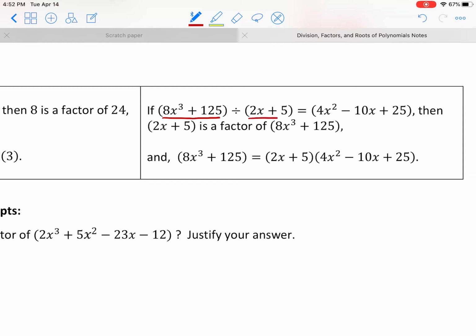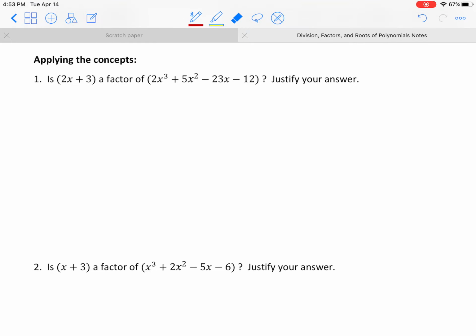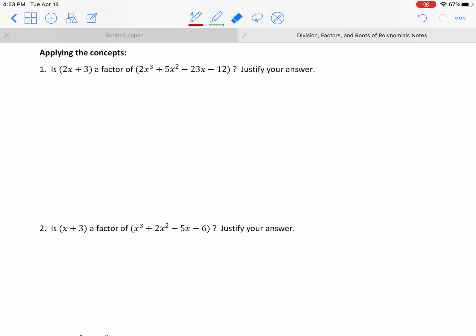If I took some polynomial, like 8x cubed plus 125, and I divided it by another polynomial, and it divided exactly into this with no remainder, that means that the 2x plus 5 was a factor of the 8x cubed plus 125. And it also means that I could multiply these two to get back to that original polynomial, okay? So let me show you what you should be able to do with this information. If I asked you this question, is 2x plus 3 a factor of 2x cubed plus 5x squared minus 23x minus 12? How do you answer?